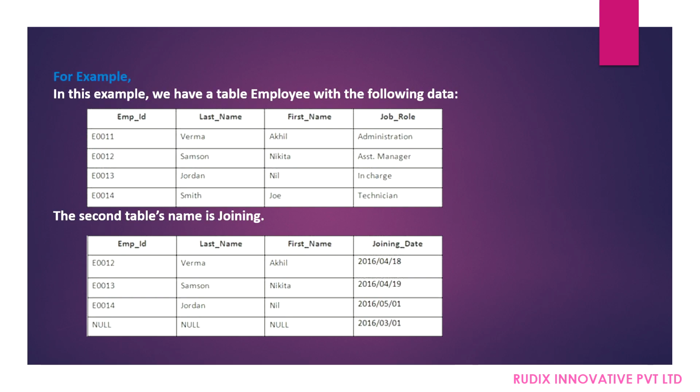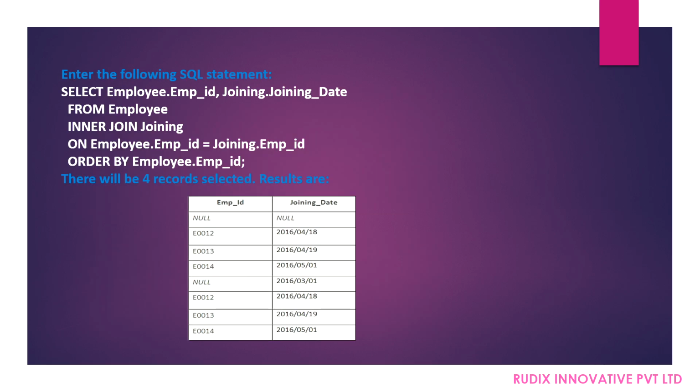We have a table employee with the following data and the second table name is joining. Here we write the syntax for the full join. Select employee.employee ID, joining.joining date from the employee table, inner join joining on employee.employee ID equal to joining.employee ID, order by employee.employee ID. So this will be the output.